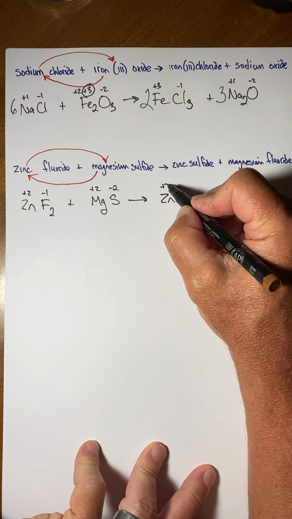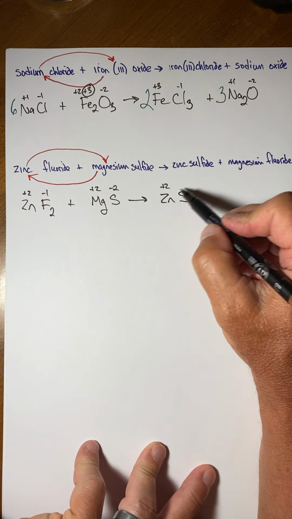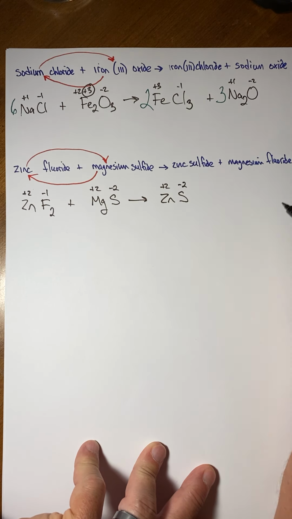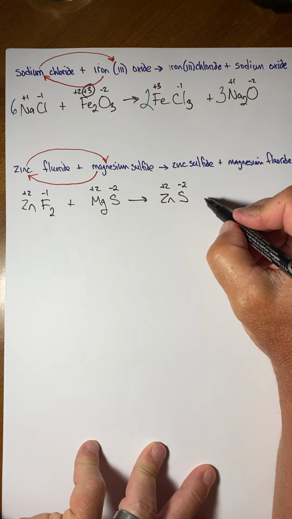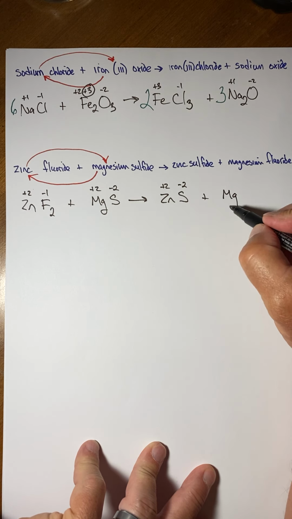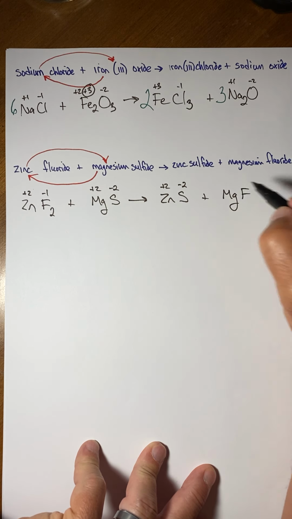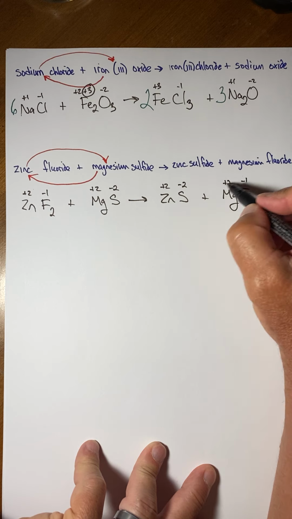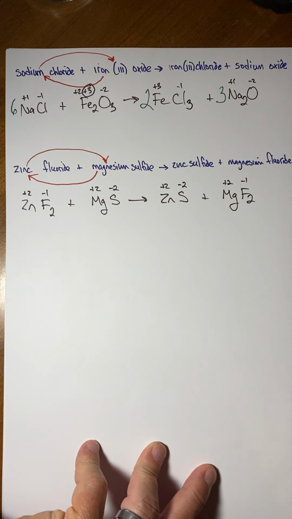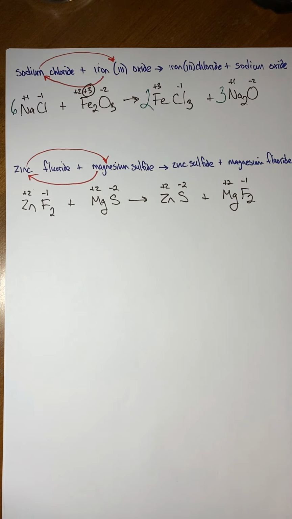Zinc, +2. Sulfur has a whole bunch of valences, but it's only got one negative valence. Again, the 2's will cancel. And then magnesium is going to be dancing with fluorine. +2, -1, crisscross. I'm going to get that. And it's balanced just the way it is. So that's kind of a standard one. And those are two examples that you can put down in your notes for that.